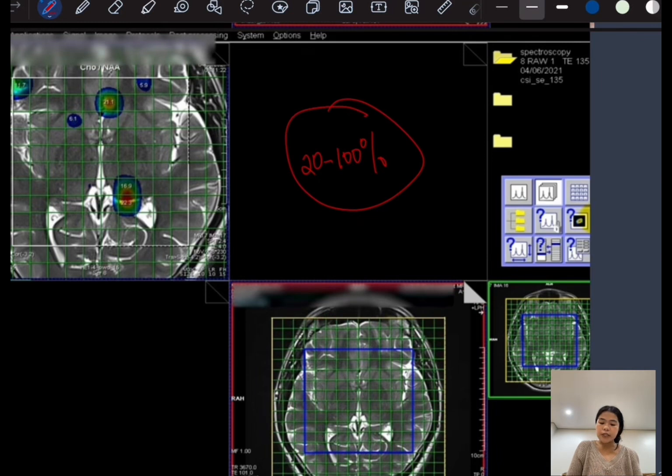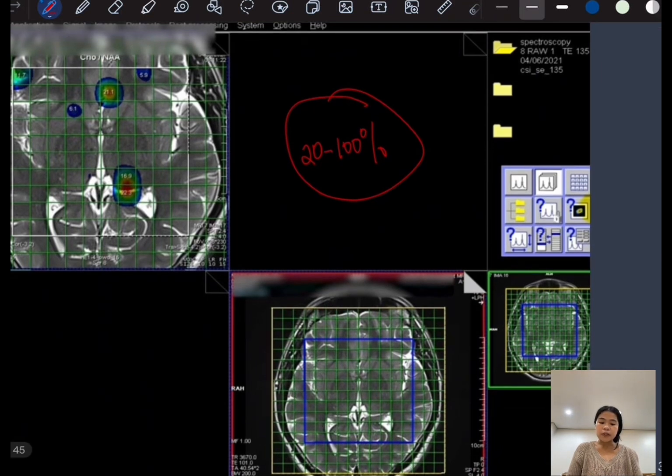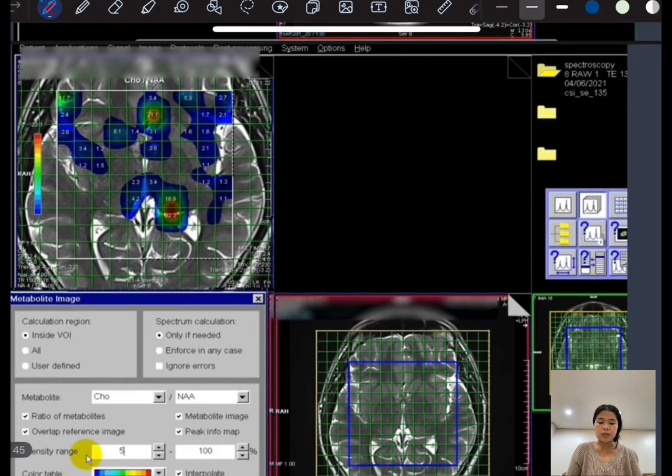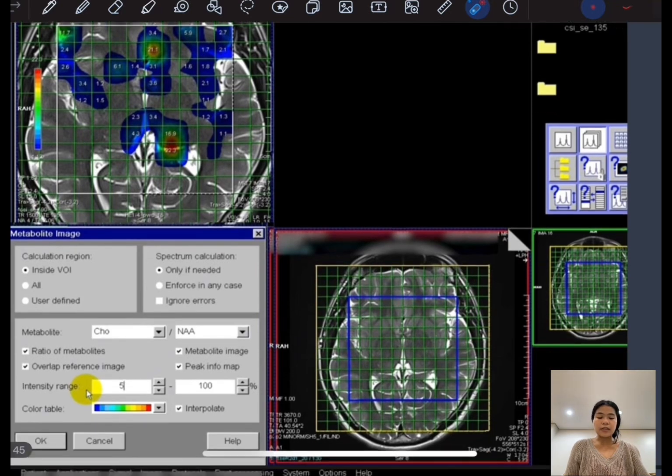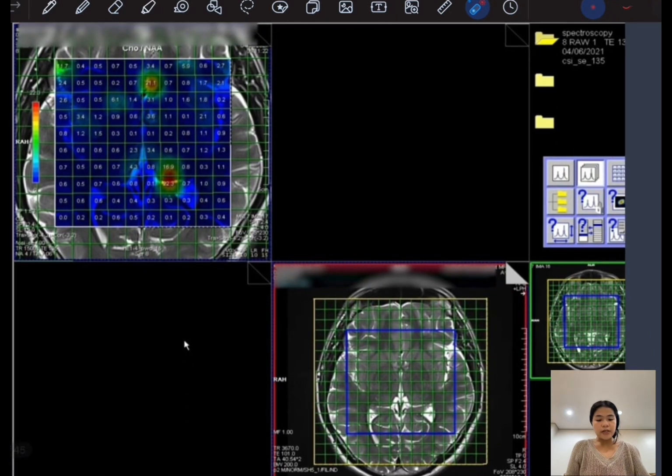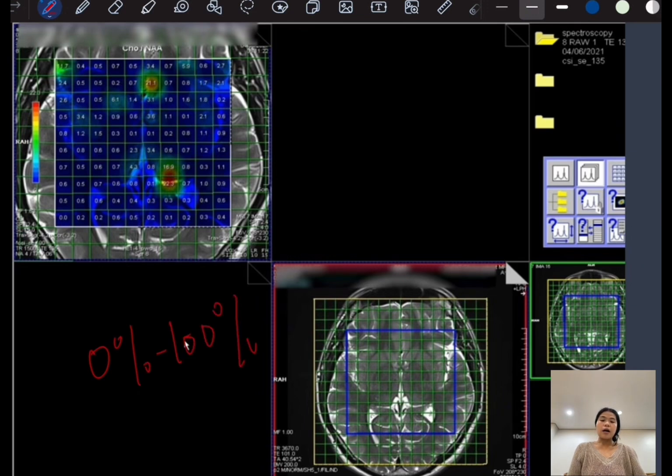Only those in the range that we have filtered will be shown, and anything below or outside of that range is discarded and will not be shown in the image. So with a 5% intensity range, we can see more metabolites in other areas compared to the 20% intensity range. And with a 0 intensity range, we can see all the metabolic concentration levels within the voxels in our VOI.